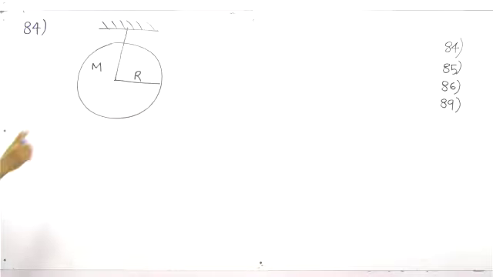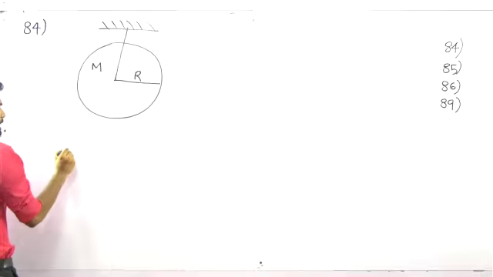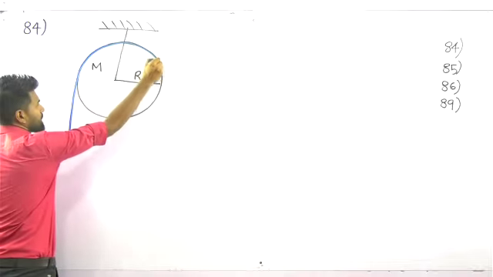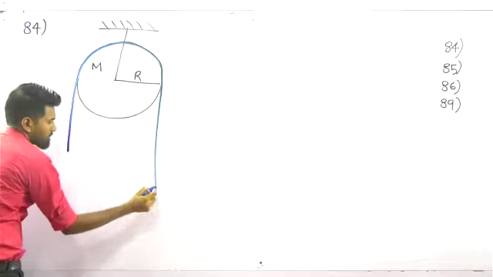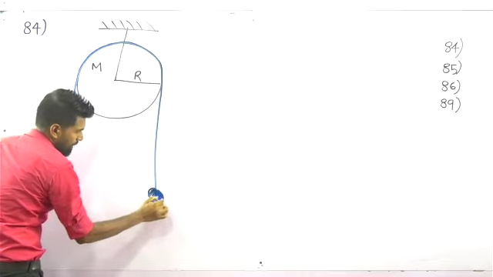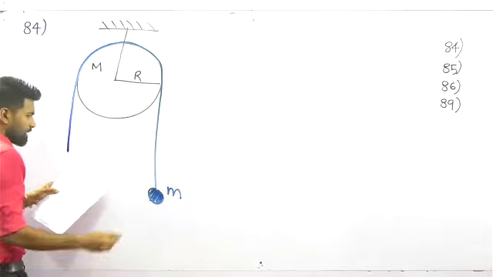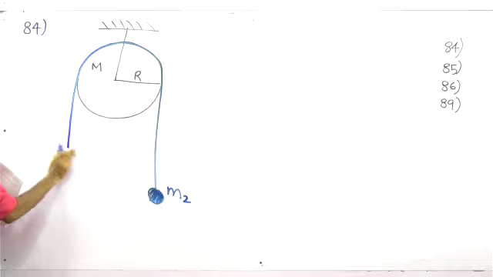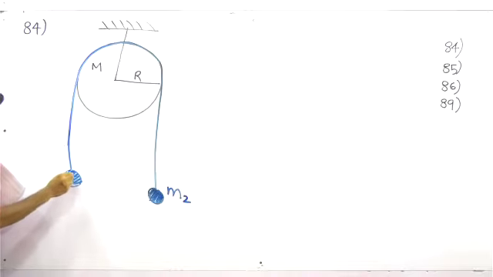Okay, so it's a pulley, and around this pulley there's a string passing over it. On this side there's a mass M1 attached to it, and on the other side let's say there's a mass M2. Okay, so this is the diagram.